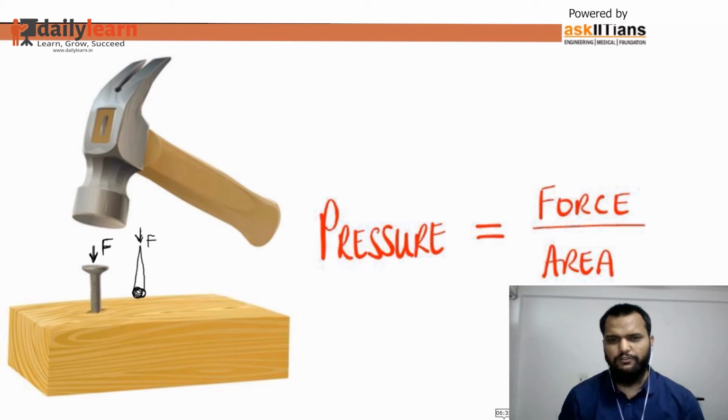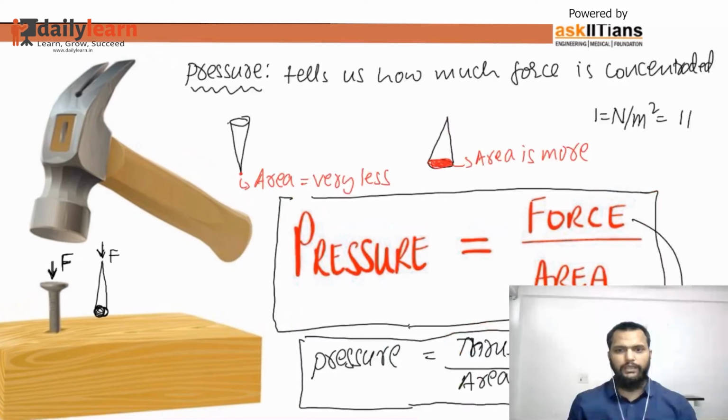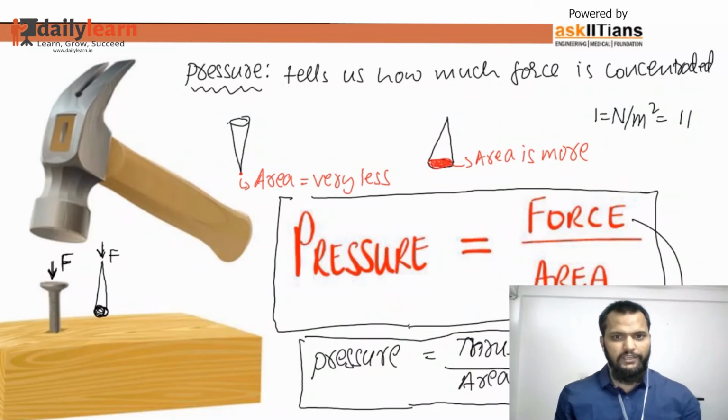So pressure is actually how much force is concentrated over an area. So if the force is concentrated over a tiny area, it will affect more. And mathematically, this ratio, force by area, is called pressure. So if you have a tiny pointy area, which is very, very less, the pressure will be very, very high. Okay? So the pressure tells us how much force is concentrated.